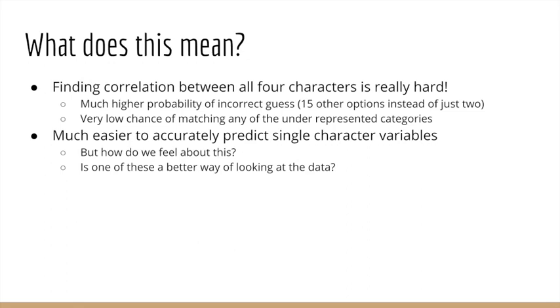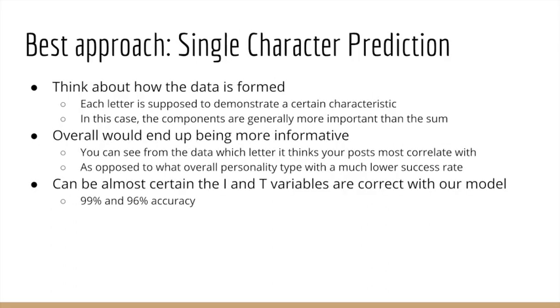But how do we feel about this? Is this what we want? Is this a good indicator of your personality type? I say yes. So the MBTI character indicator is supposed to be comprised of 4 different letters that mean 4 different things. So it makes sense if one letter is more correlated to certain things than another letter is. It's less of a holistic item and more of a part-by-part item.